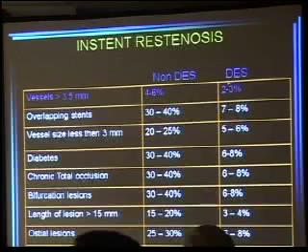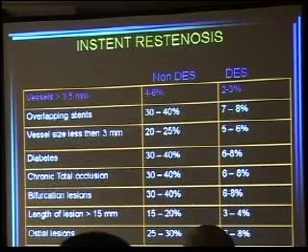Once we were using the non-drug eluting stents, you would agree that the restenosis rates were almost in the range of 20 to 25% or even 30%. However, with the advent of drug eluting stents, the recurrence rate has come to less than 10%, to the tune of 6 to 8% or 5 to 7%.